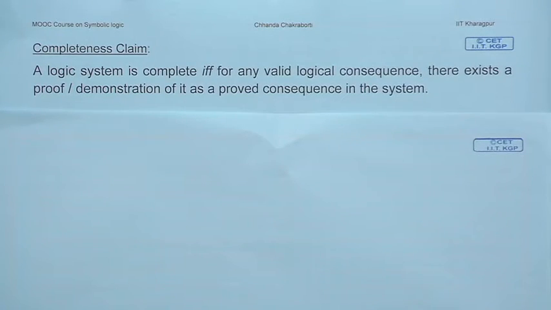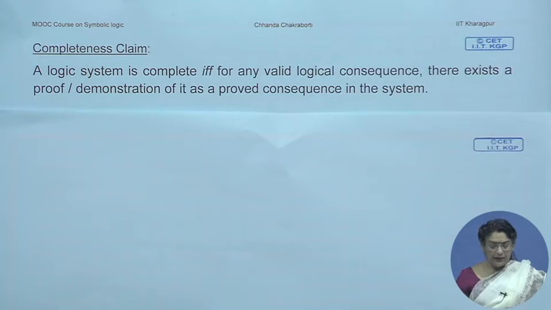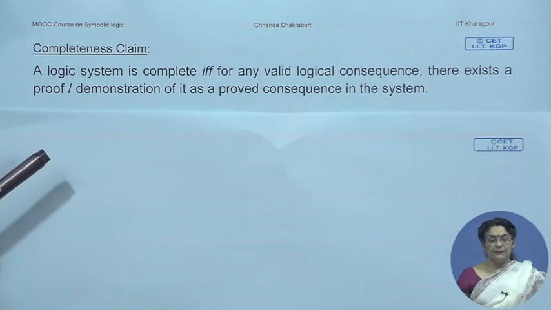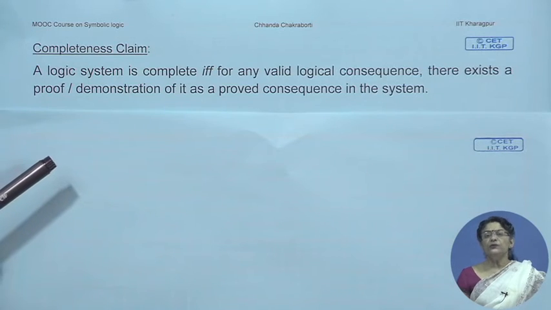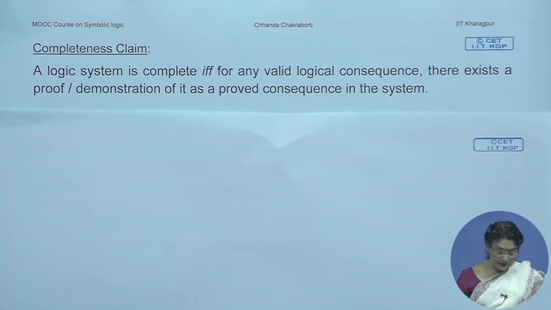So this is what we are going to learn, and the connection of all of this is again through the completeness claim. So let us revisit this extremely important property of completeness. We will remind ourselves that a logic system will be called complete if and only if for any valid logical consequence there is also a proof or a demonstration of it as a formal derivation available in the system. So true consequence, valid consequence and proven consequence, and you show the derivation of how it can be a proven consequence. So that is the completeness claim.